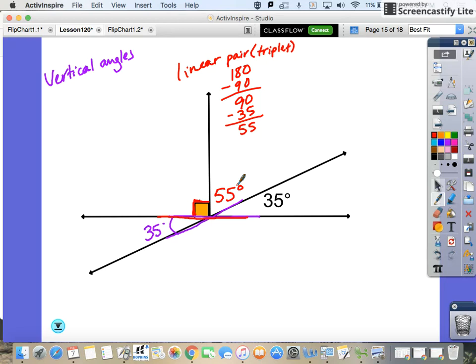Now, one angle you guys might miss is right here. So you might also need to then do 180 minus 35 because of this one, I guess. And you get 145 because this makes a line.